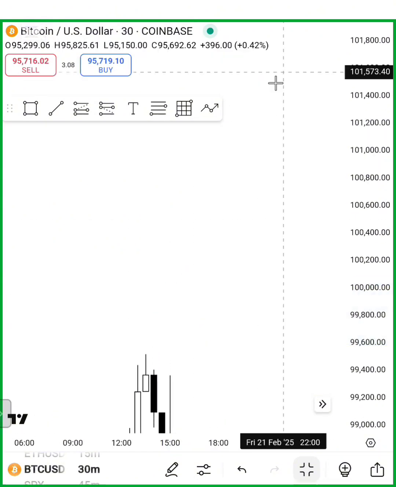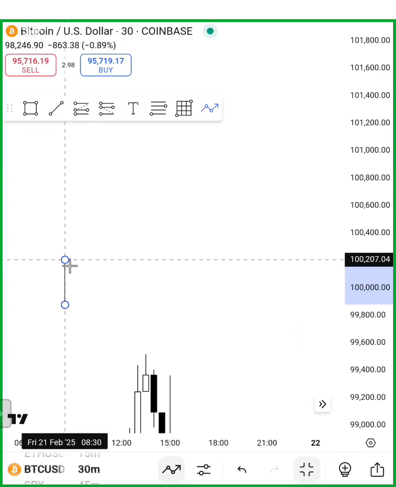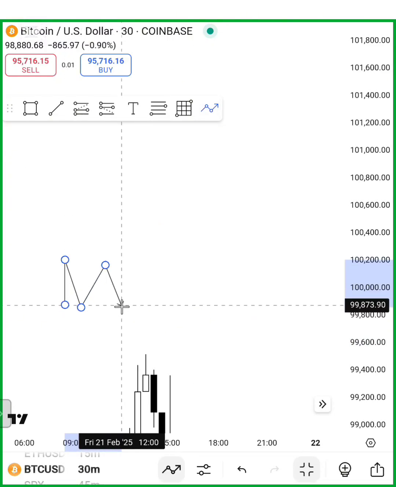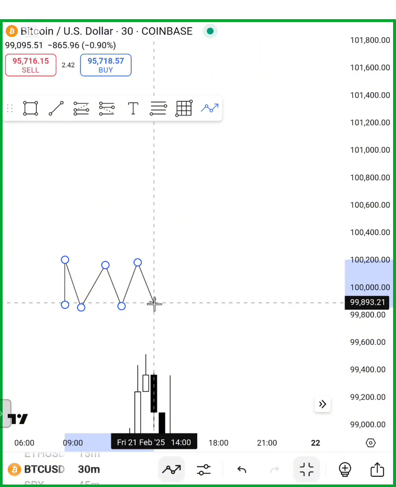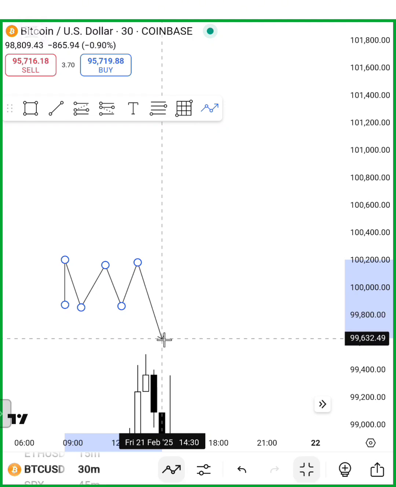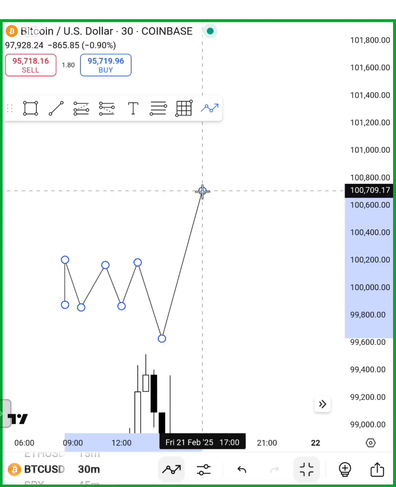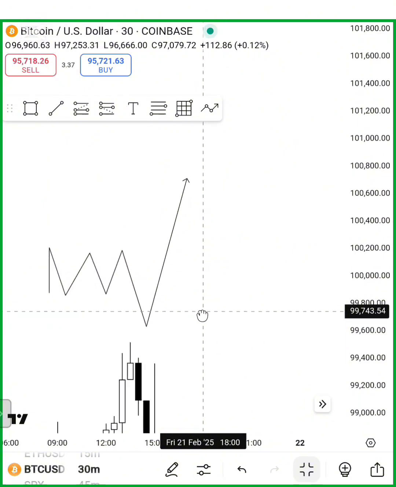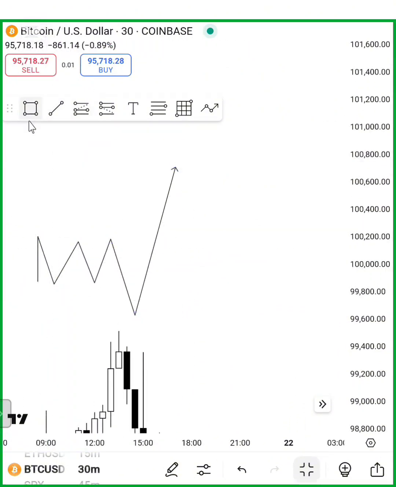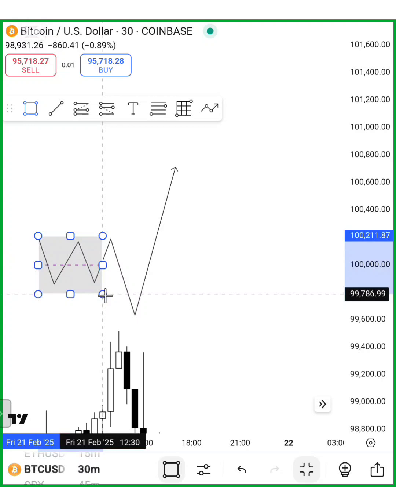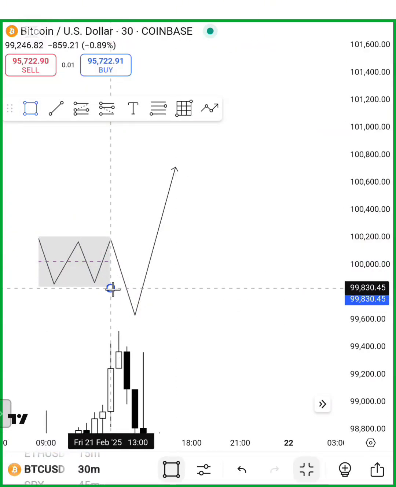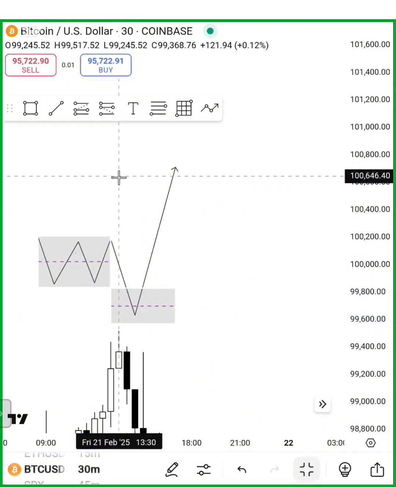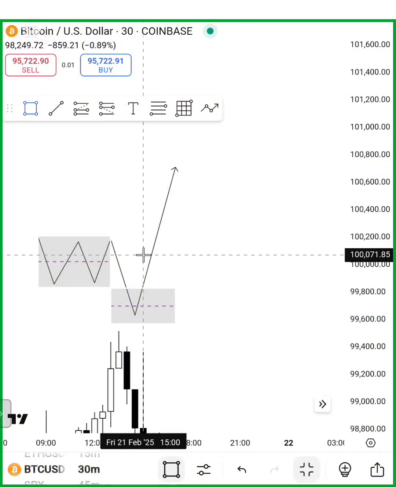Let me draw it again so you understand what I'm saying. Accumulation goes like this. Market will be accumulating just like consolidation. Then what happens if it should go to the upside? If market is trying to be bullish, it will always manipulate to the downside before going up. This is accumulation. This area here is the accumulation area. This area here is the manipulation area. This area here is the distribution area.